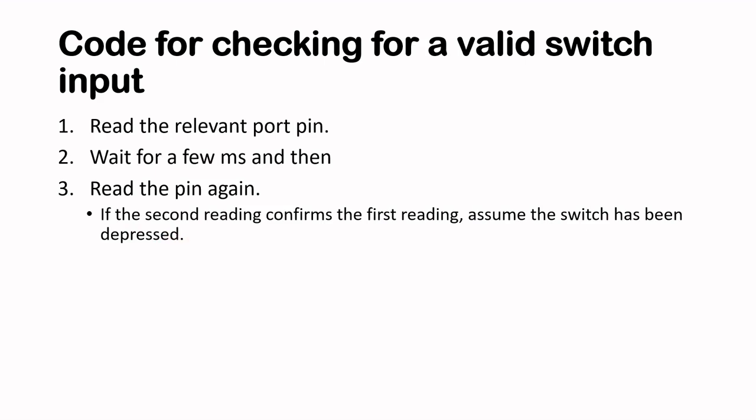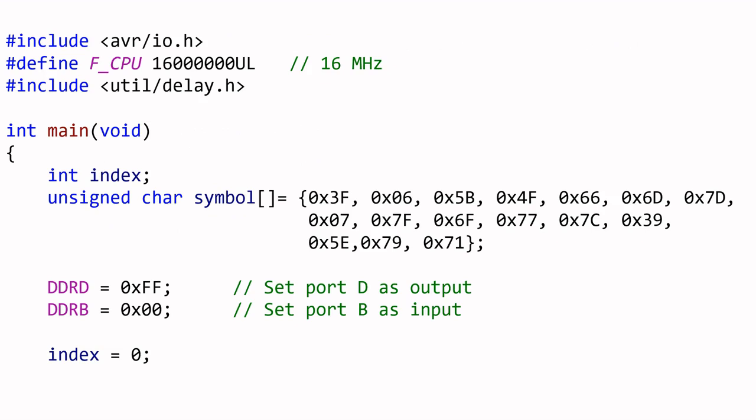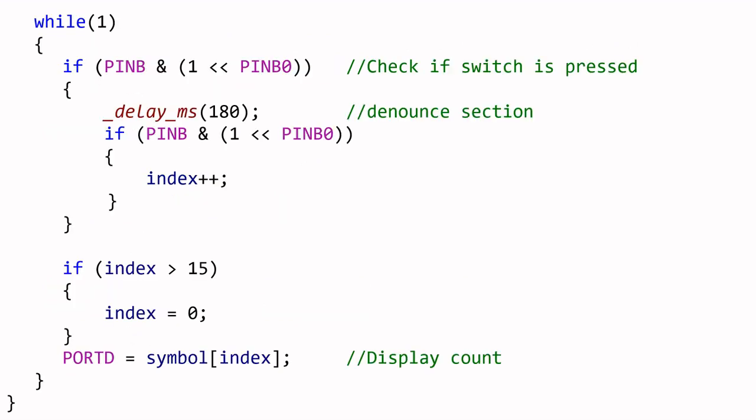So let's take a look at the code. As you can see, the first half of the code is basically the same as the previous example. Let's look at the second half, where in the while loop, we check for the port pin for the switch, and then this is where we make the delay and then check the port pin again. If it's still pressed, then we do the index plus plus instruction.